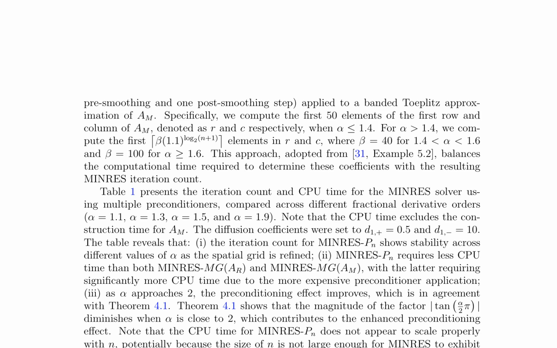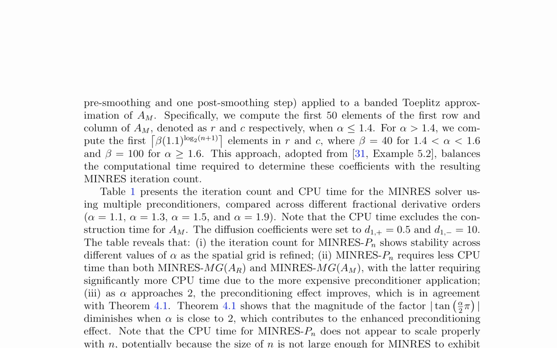The first test examines the performance of the preconditioners for different fractional derivative orders, α equals 1.1, 1.3, 1.5, and 1.9. Table 1 shows that the iteration count for MINRES-P_n remains stable across different values of α as the spatial grid is refined, requires less CPU time than MINRES-MG-A_R and MINRES-MG-A_M, and demonstrates an improved preconditioning effect as α approaches 2, consistent with Theorem 4.1.